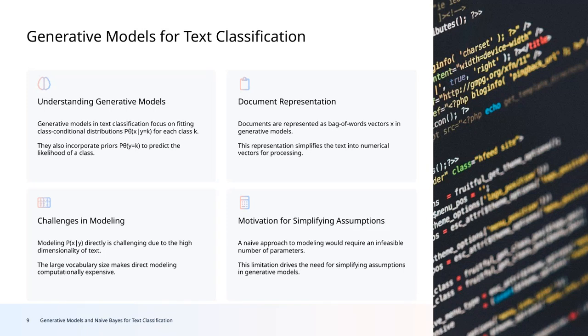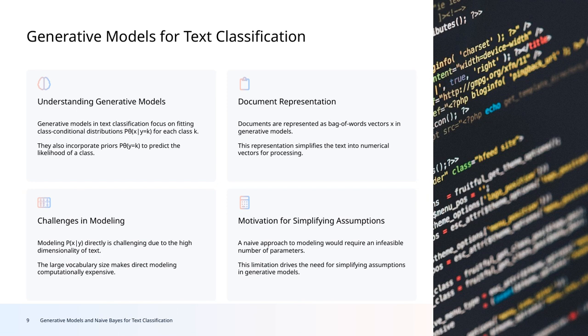Let's talk about generative models for text classification. A naive approach to modeling would require an infeasibly large number of parameters, which is not practical. That's why we need to make simplifying assumptions to make these models workable. Modeling the probability of the text given the class, P(X|Y), directly is really challenging because of the high dimensionality of text data. Think about the large vocabulary size. Modeling each word's contribution directly becomes computationally expensive very quickly.